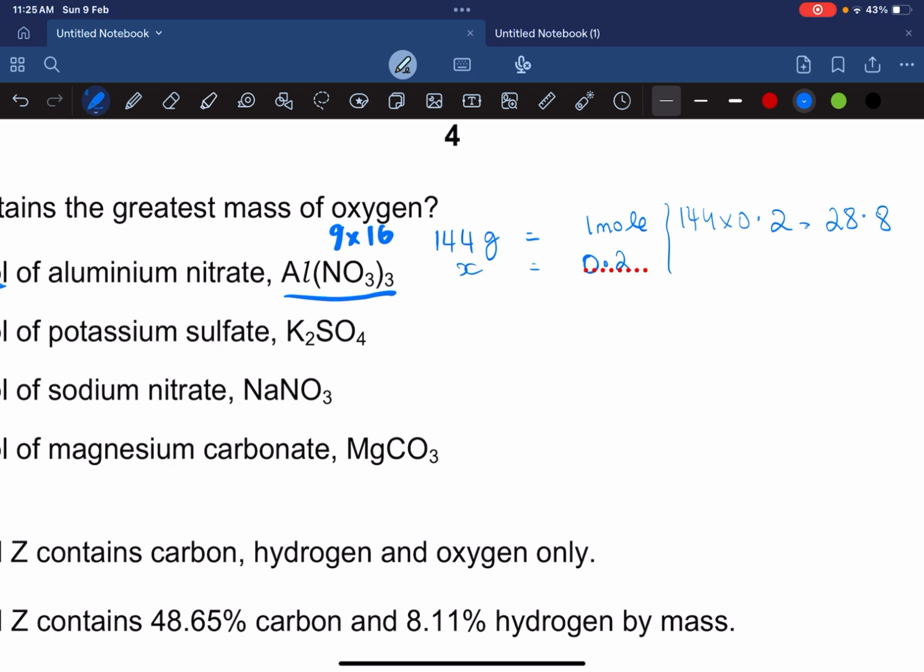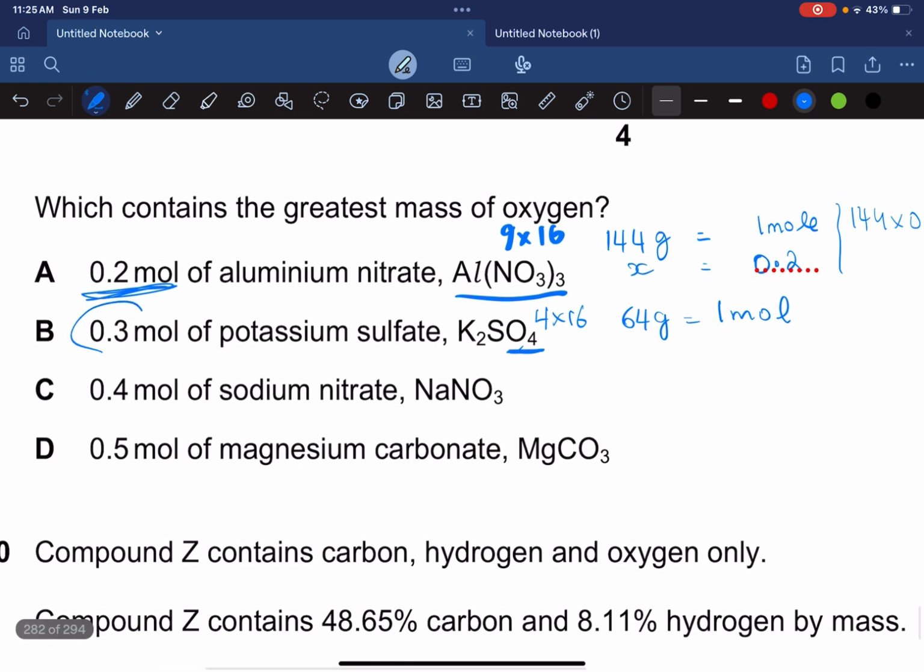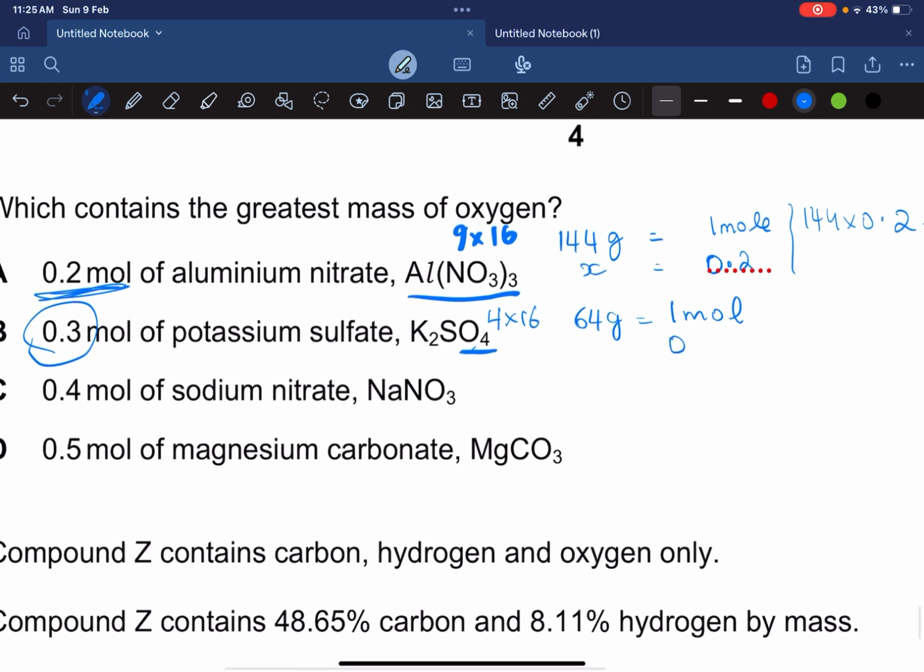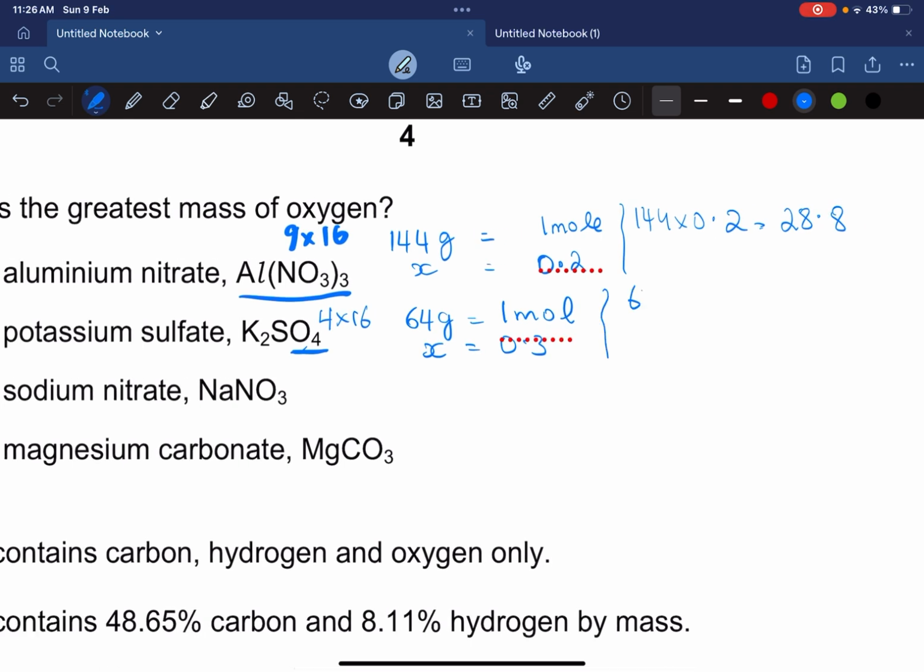We have 4 oxygen in this, so we're going to multiply 4 into 16. That's going to give us 64. So it's 64 grams of oxygen in 1 mole. How many moles do we have? We have 0.3 moles. So in 0.3 moles, we have X amounts of oxygen. Just use the simple ratio method, multiply 64 with 0.3, and that's going to give you the value of X. That means you have 19.2 grams of oxygen in 0.3 moles.